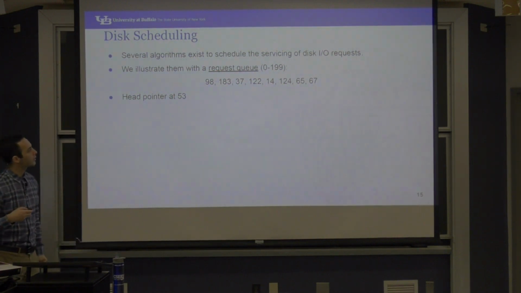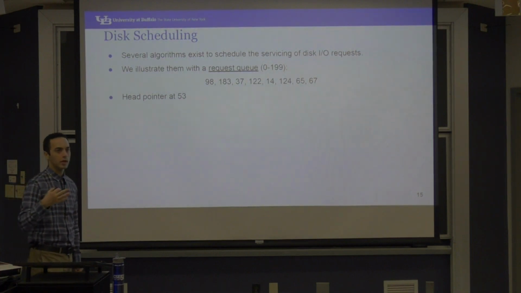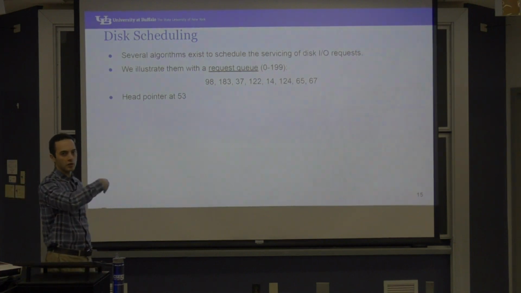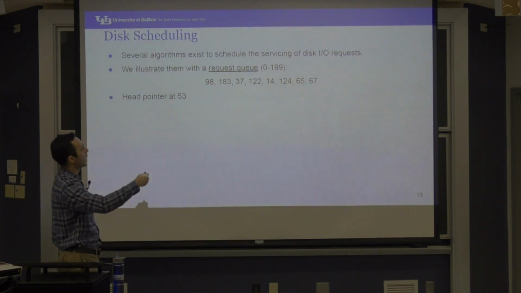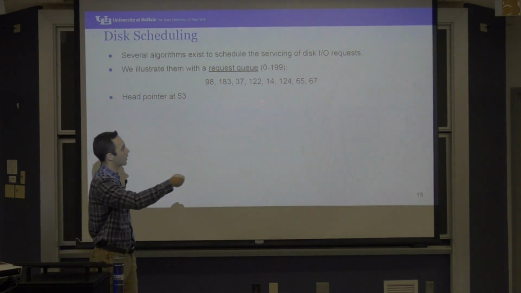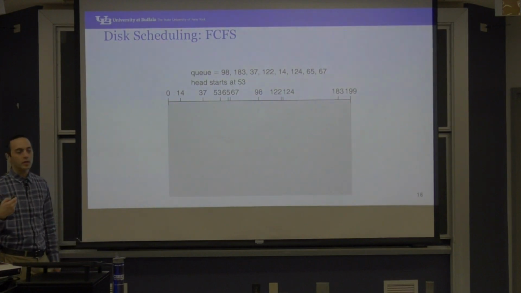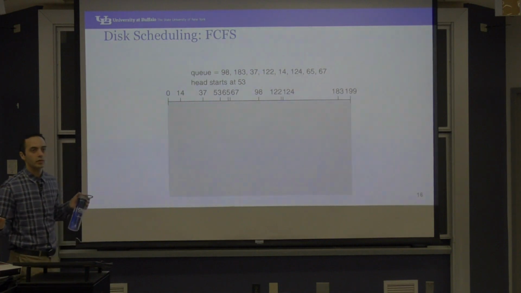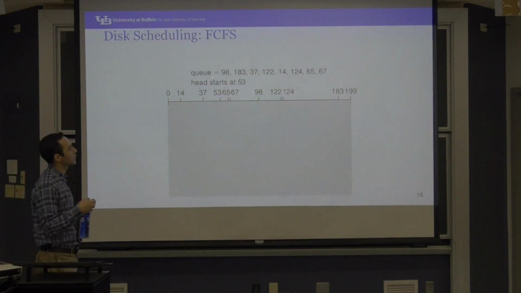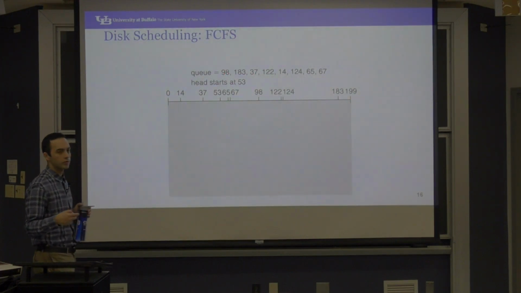We also have an initial status, let's say, from your previous read. So in these examples, our arm is on track number 53, and we need some information on these tracks. All right, let's take a look. The first one is first come first serve, and obviously you know what it means. It means that in the queue you have to first read this data, then this data, then this data, and so on and so forth.